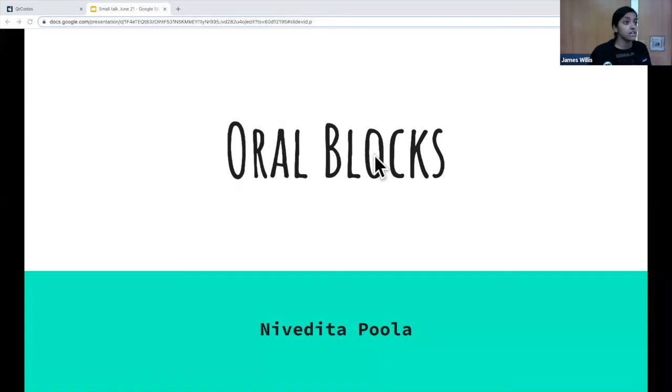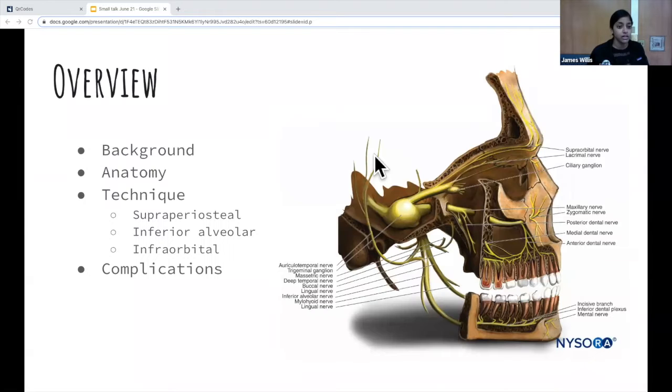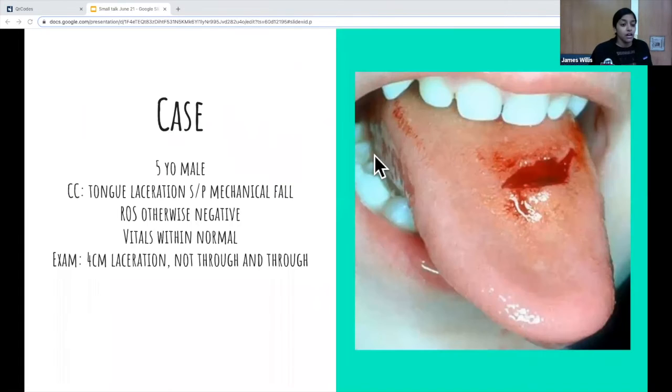So like David said, I'll be talking about oral blocks this morning. Specifically, I'm going to review indications and contraindications to doing the oral blocks, nerve distribution to help determine which blocks you're going to use. There are a lot of oral blocks, so I'm going to review just a couple of the more common ones that we might do in the ED, and then go over some of the complications.